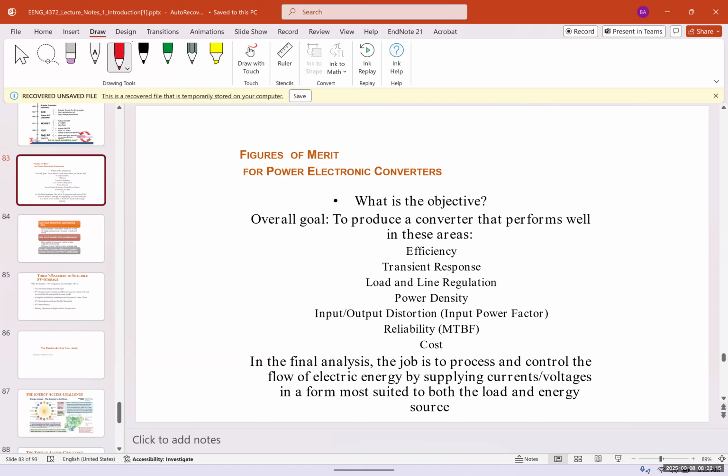So, some figures of merit. What is the objective here in power electronics? It is to be able to produce a converter that performs well in efficiency, transient response, load and line regulation, power density, input-output distortion, or what we call the input power factor, reliability, and cost.